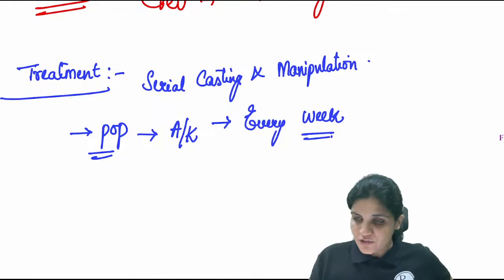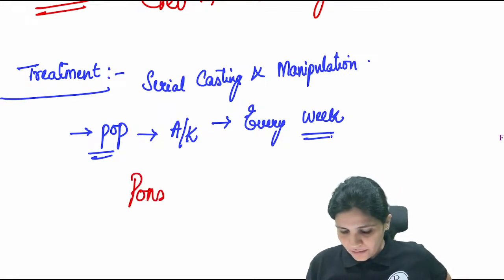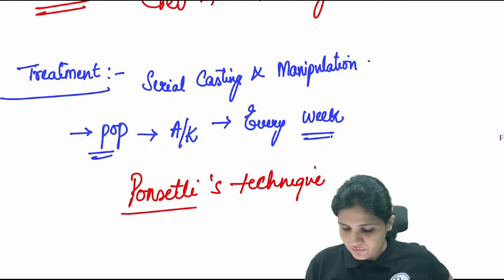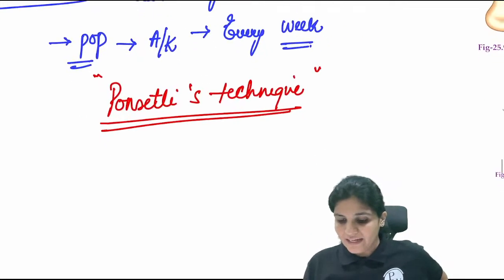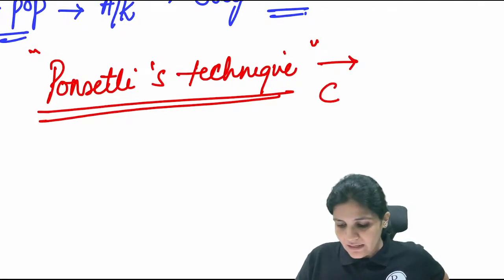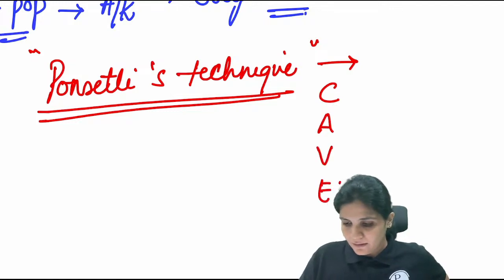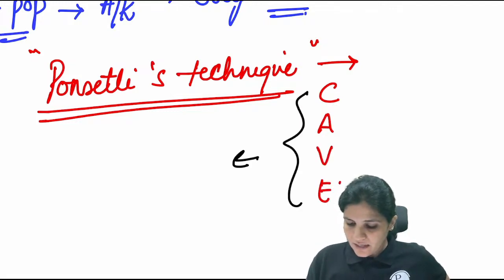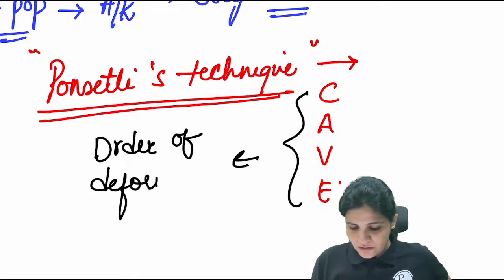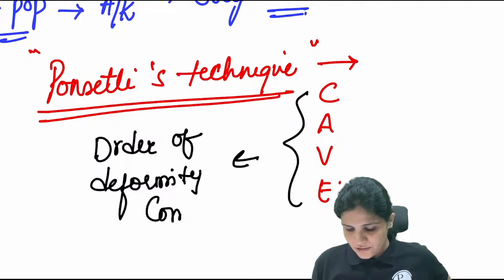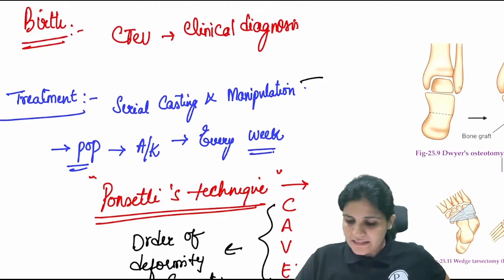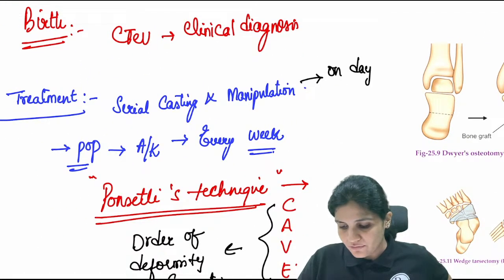What is the maneuver which we do? We follow the Ponseti technique. This is universally followed; Ponseti did very extensive research on how to treat this. So he follows the order of correction, the CAVE order. Yes, this you have to do even on the day of birth.